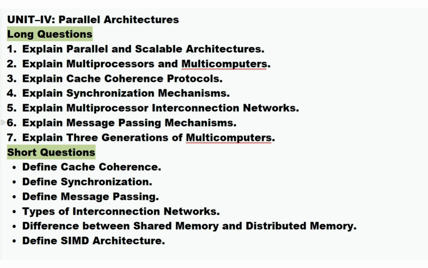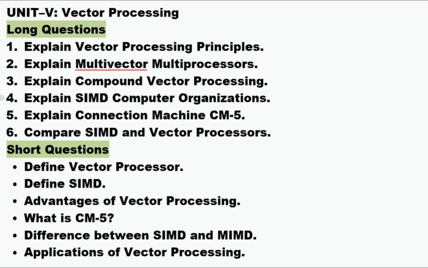Now coming to the short questions: define cache coherence. Next one is define synchronization. Next one is define message passing, types of interconnection networks, difference between shared memory and distributed memory, and the last one is define SIMD architecture. Now the last unit, that is vector processing.